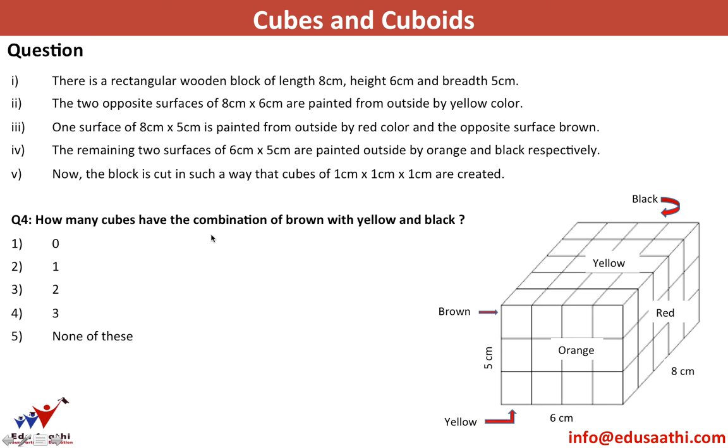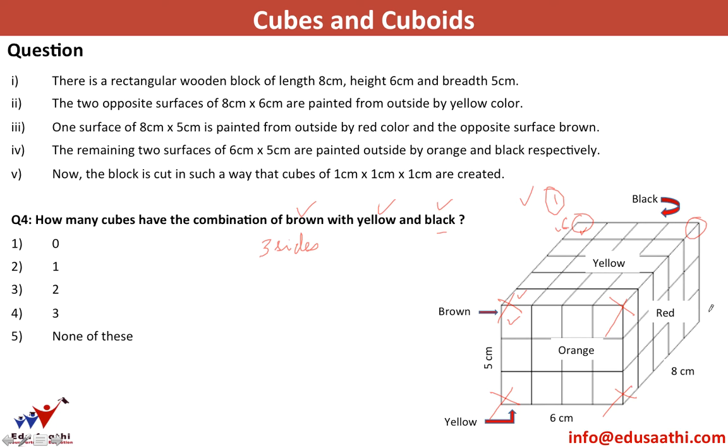How many cubes have the combination of brown with yellow and black? So I want a cube which has three sides painted and it should have brown, yellow and black. So let's look at this cube first. This has brown, this has orange here, yellow here and brown here. There is no black, so this is cancelled out. Here also I'll have brown, yellow and orange. So this also does not work. Here I'll have yellow, red and orange, also doesn't work. Here also I'll have yellow, red and orange, does not work. Now this opposite side is black. This is yellow and this side here will be brown. So I have one cube which serves my purpose, brown, black and yellow.